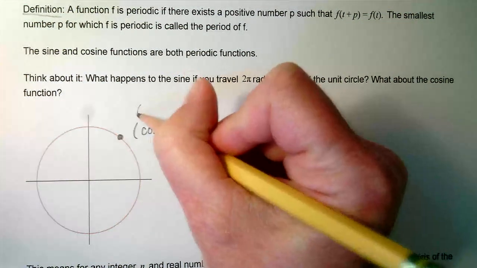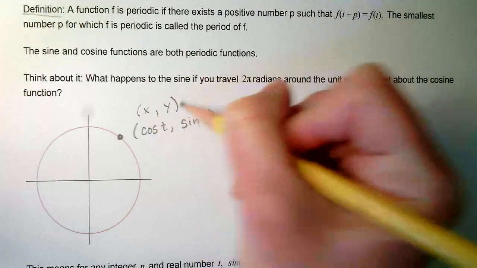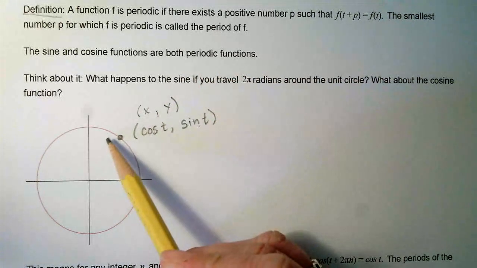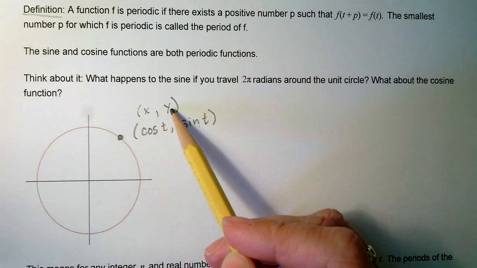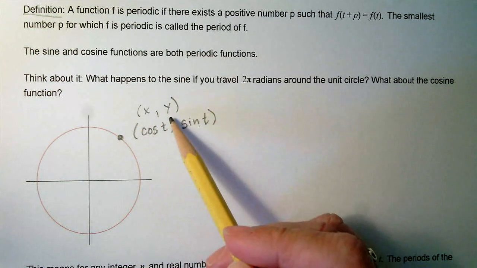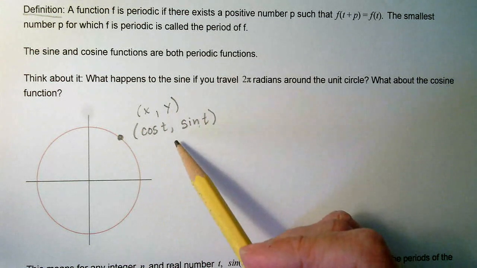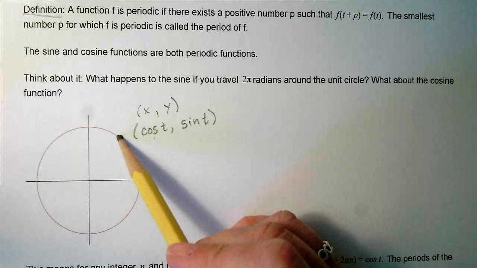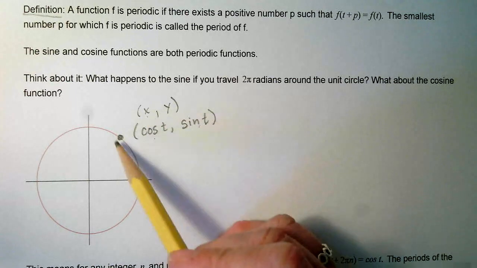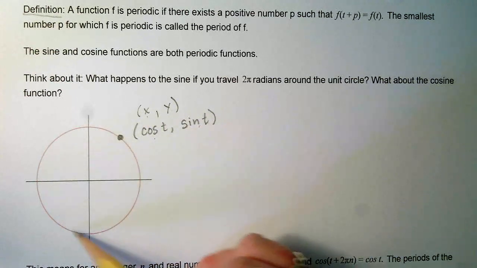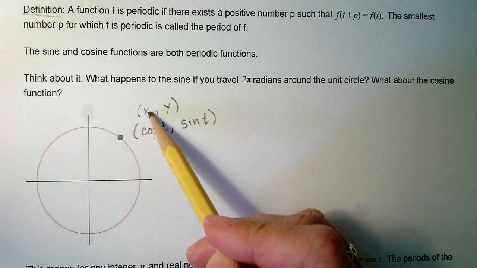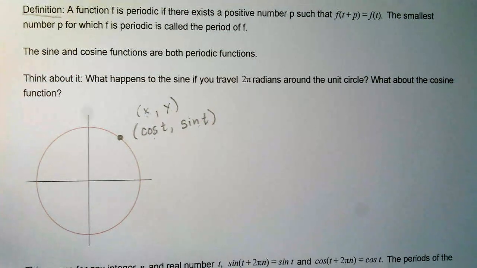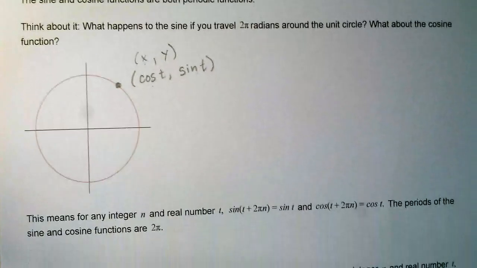This is still our point x comma y, right? So even though we went 2 pi radians around, we still have that same sine value. So did it change? And think about it for the cosine. Here we are, it's our x value. If we travel 2 pi radians around, we're right back at the x. And so that's what we mean by periodic.